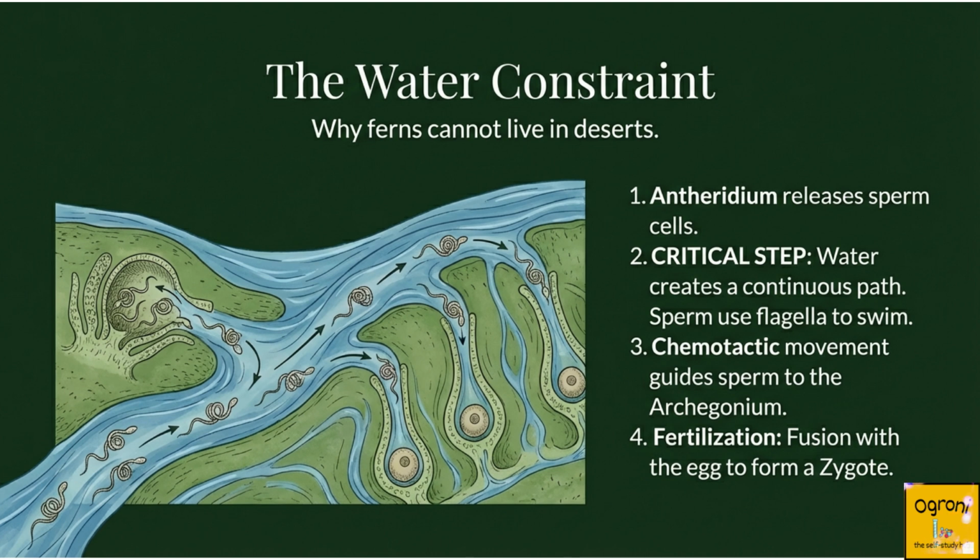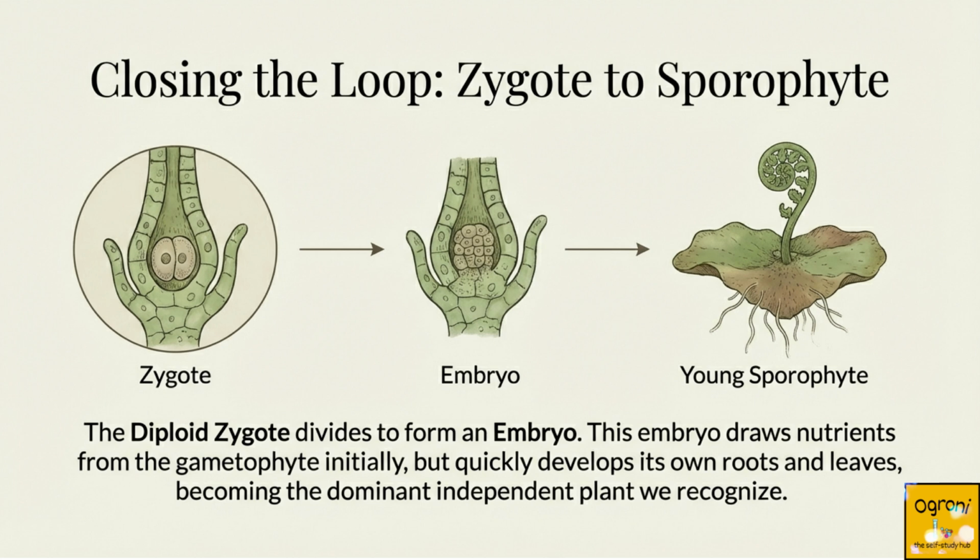Sperm cells reach the archegonium and only one single sperm cell fertilizes the egg cell in the archegonium to produce a diploid zygote. This diploid zygote develops into the embryo. Initially, the growing embryo takes nutrients from the gametophyte, but quickly develops its own roots and leaves and becomes a dominant independent diploid sporophyte, and the remaining gametophyte withers away.